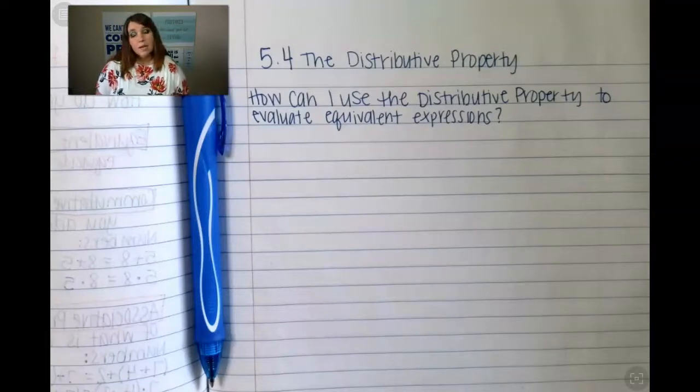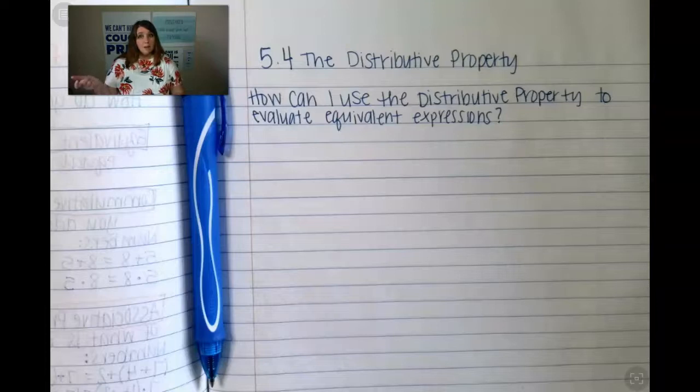Today we're going to be learning a new property. This property is called the distributive property. And we want to see how we can use this distributive property to evaluate or solve equivalent expressions. So we know equivalent means the same, with an equal sign, one side being equal to the other, and expressions being math sentences. So one math sentence being the same as the other math sentence. So we want to create these equivalent math sentences, and we're going to be using this distributive property to be able to do that. That is our learning target.